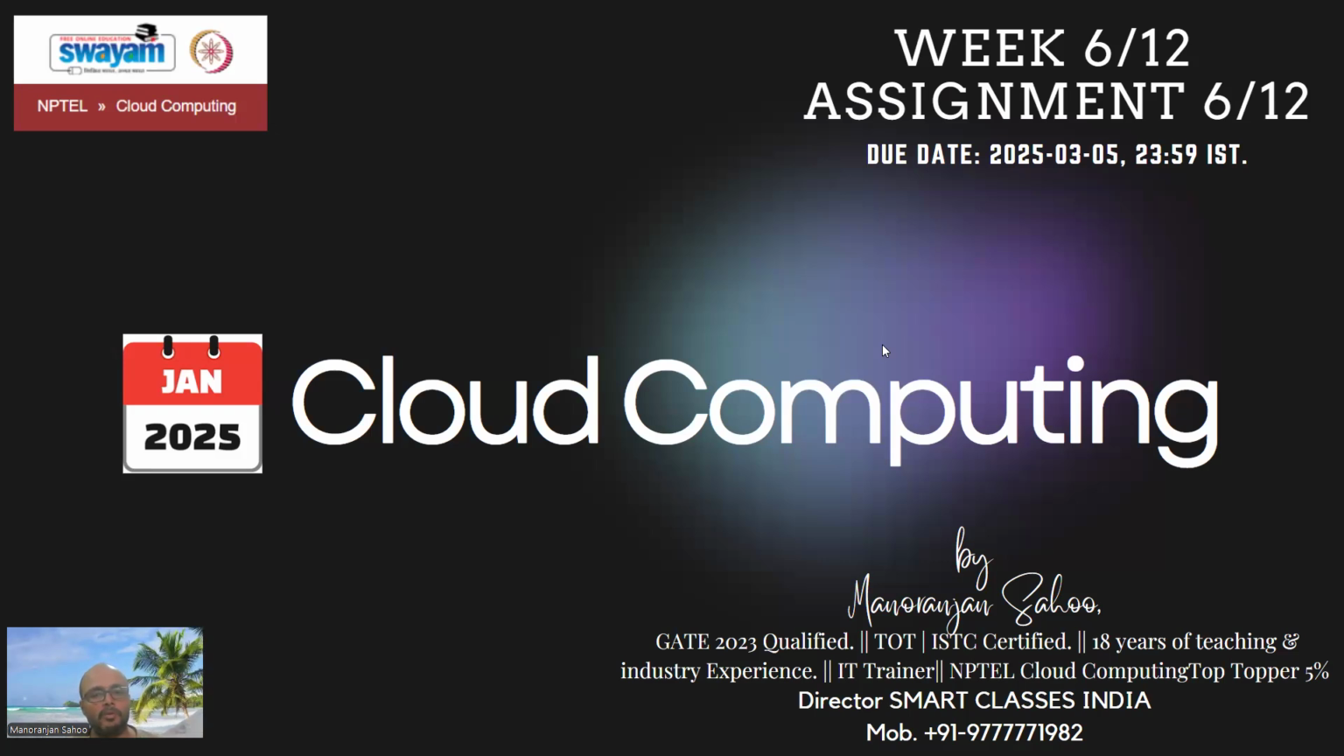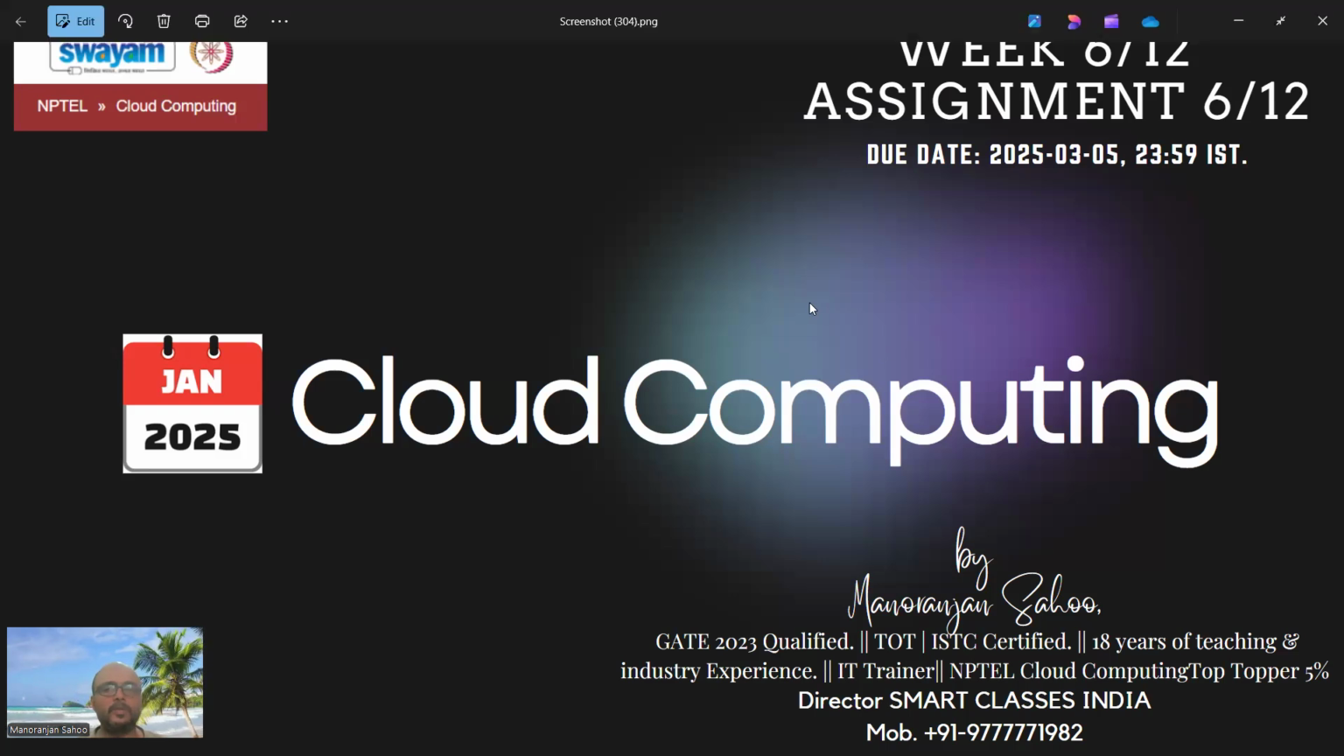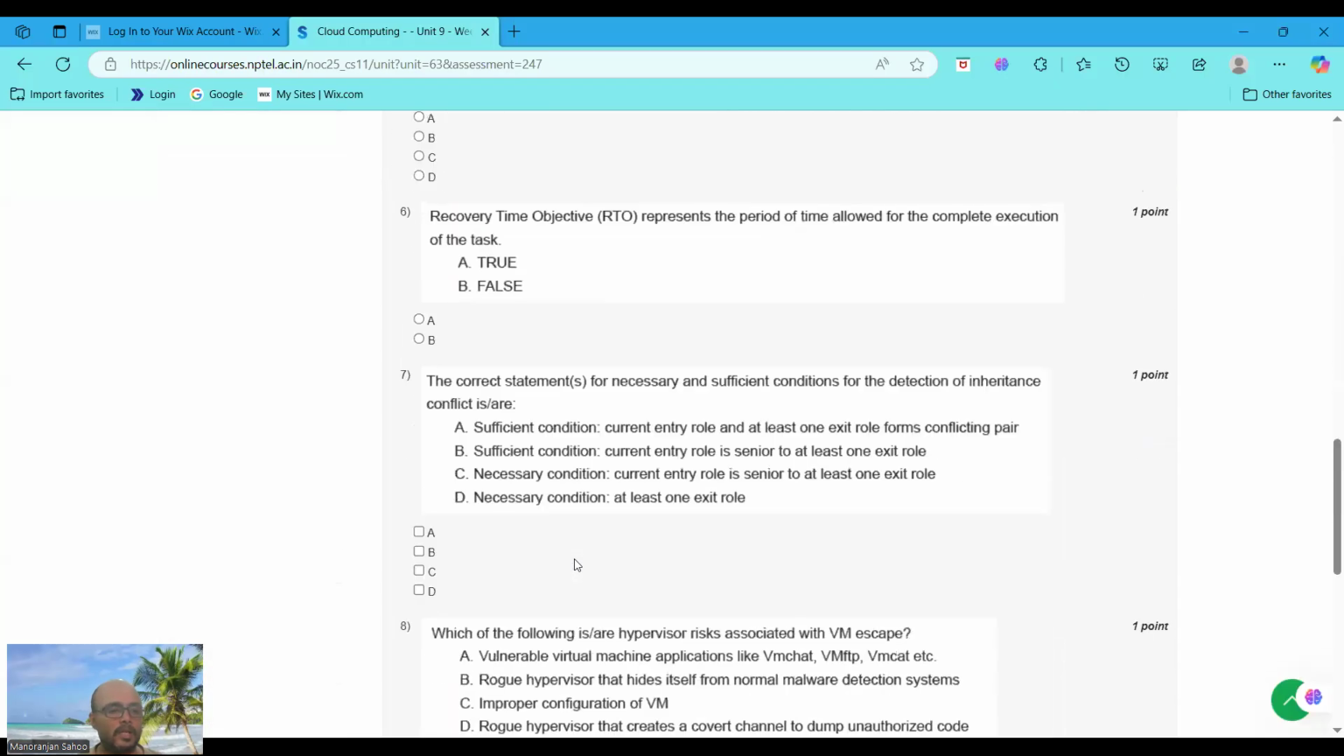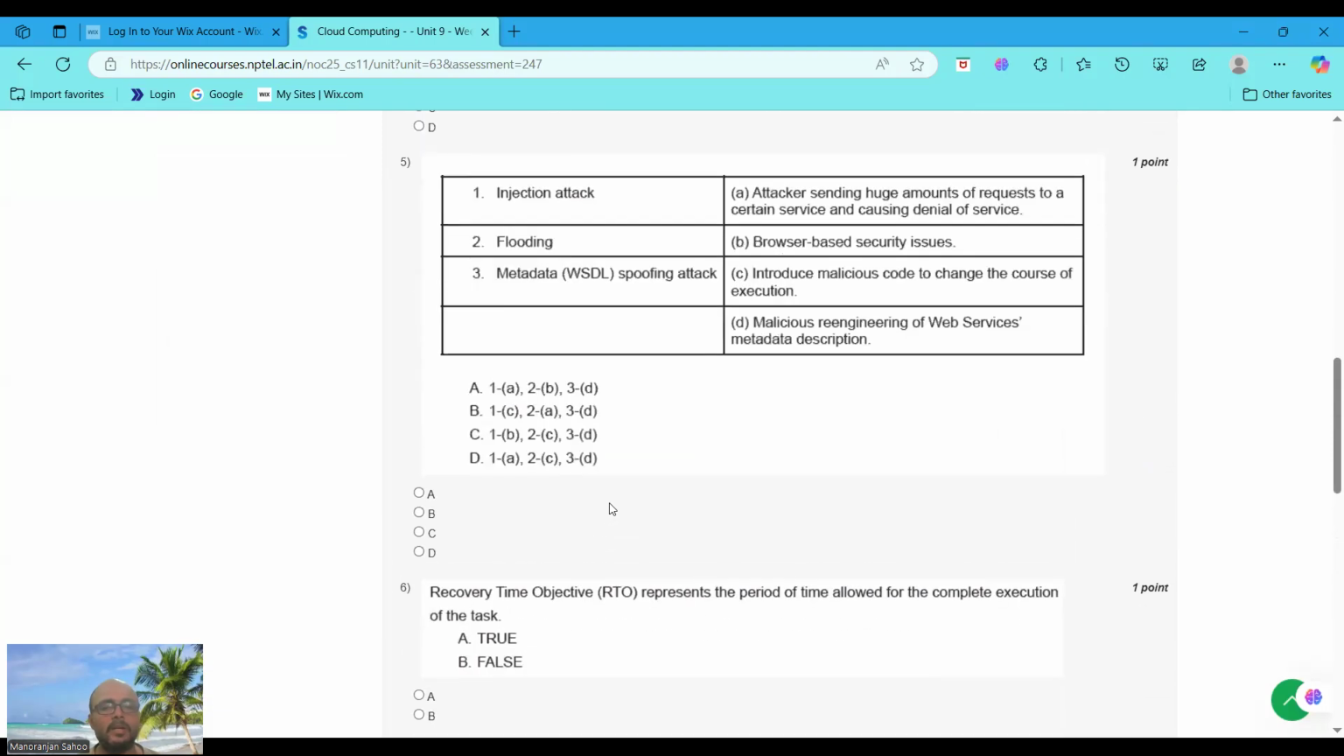Today I am going to solve the NPTEL Cloud Computing Week 6 Assignment 6, whose last date is 5 March 2025. Okay, now let's start to solve the questions. You can see here, 5 March 2025. There are 10 questions and we will try to attempt the 10 questions one by one. Let's start the first question.